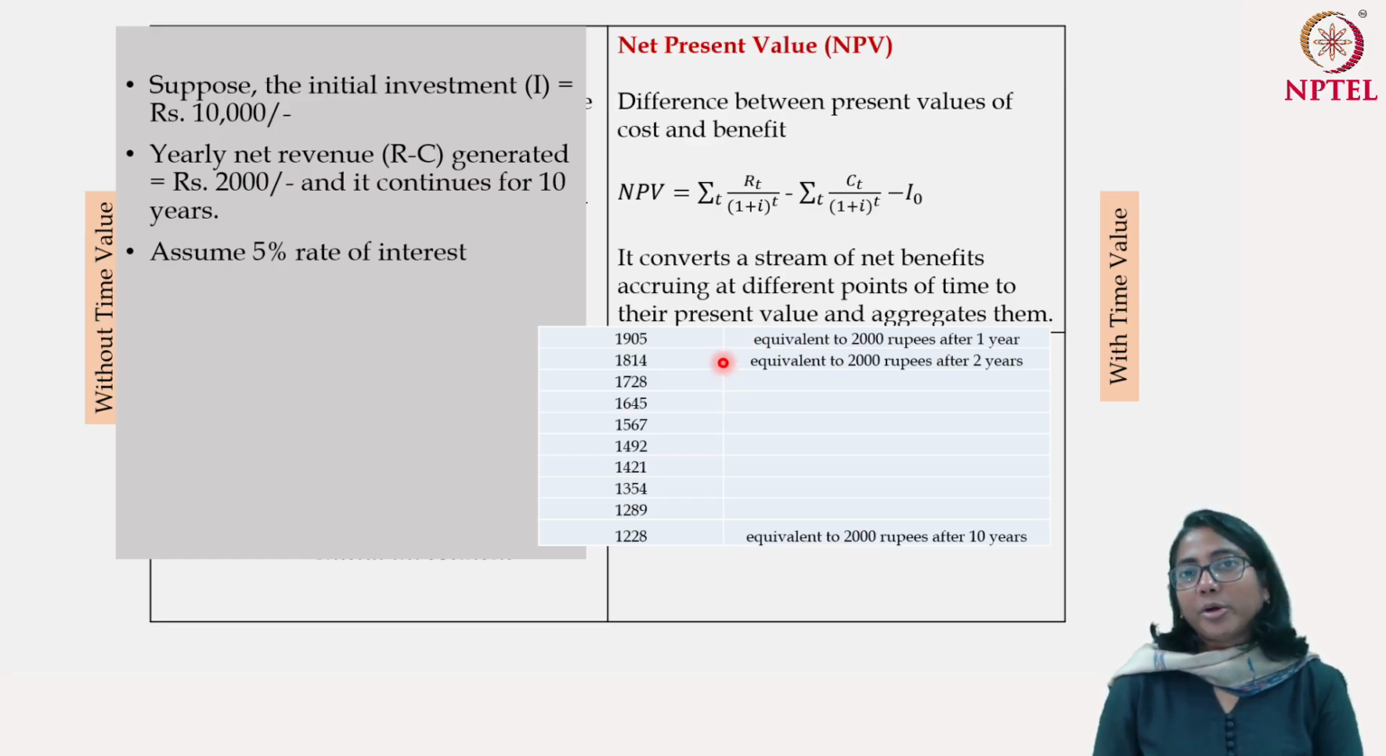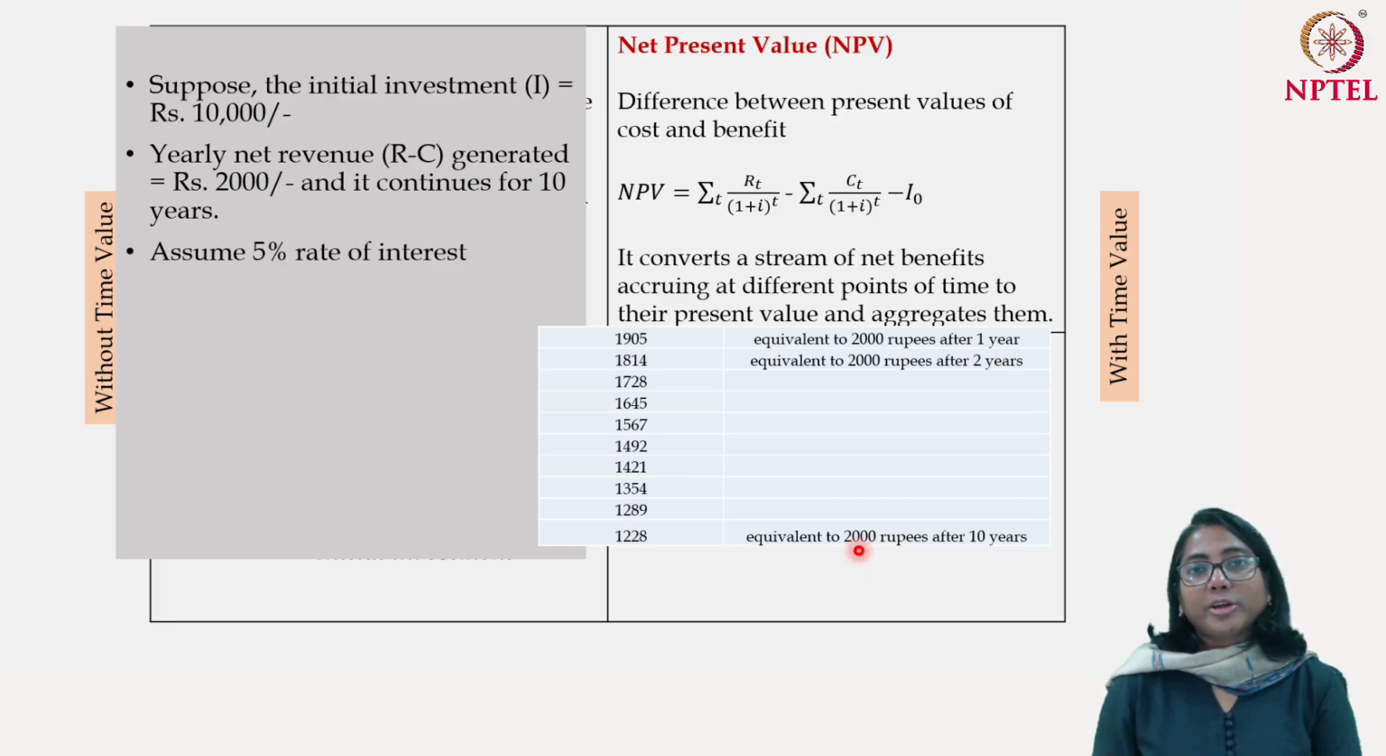Similarly, if I am going to get this 2000 rupees 2 years down the line, then the present value of the 2000 rupees is 1814 rupees, which means if I keep 1814 rupees in the bank at an average annual rate of growth of 5%, then 2 years down the line I will get 2000 rupees.